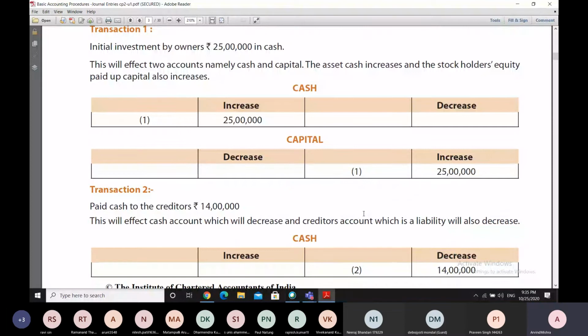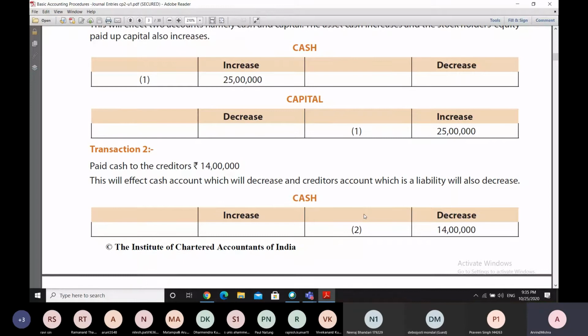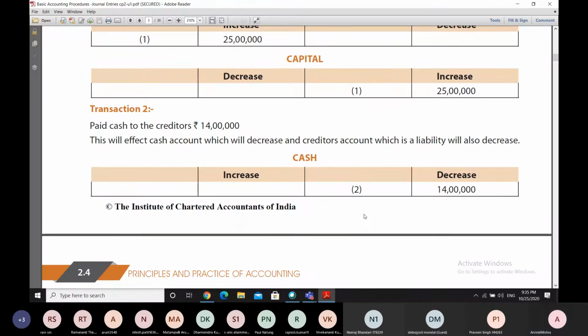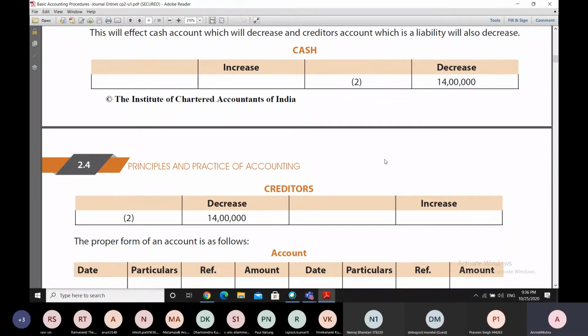In another transaction, let us see. We are just seeing the transaction, how they are affecting the two accounts in the double entry system. Now let's say that in the second transaction, an amount of 14 lakh is paid to the creditor. Now here, this will affect the cash account and will also affect the creditor account. So the cash will decrease by 14 lakhs and the creditor will also decrease by 14 lakhs.